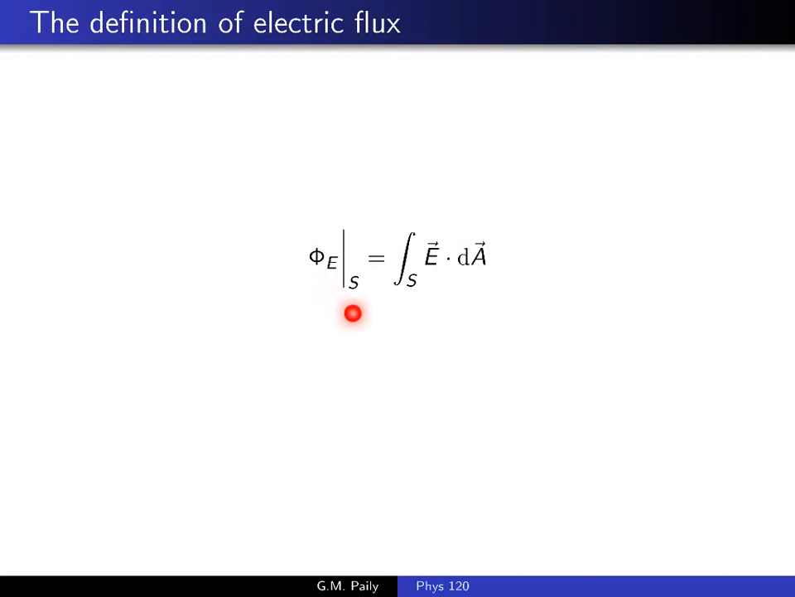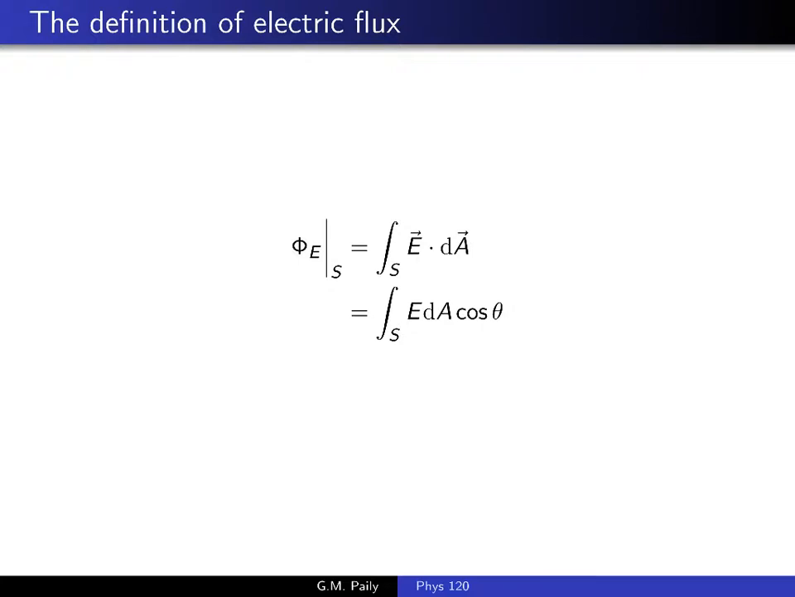The electric flux through a surface S is defined as the integral of E dot dA over the surface S. As usual, the dot product can be expanded in terms of magnitude of E times magnitude of dA times cosine of the angle between them. Remember that this is the angle between the electric field vector and the area vector, not the angle between the electric field and the surface. So if an electric field is tangent to a surface, there is 90 degrees between the electric field vector and the area vector.